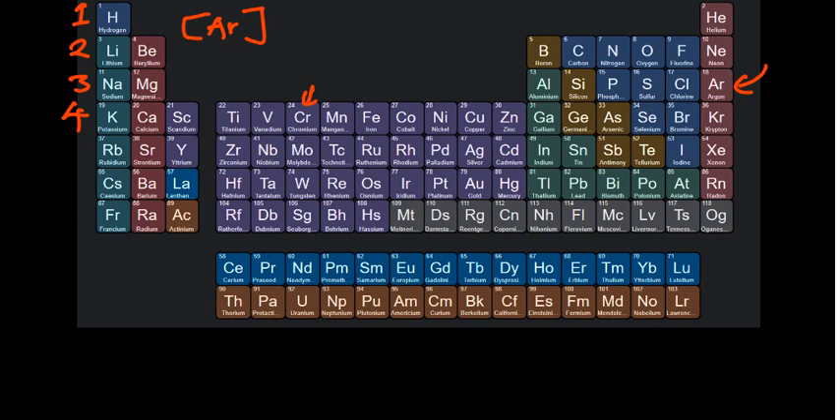Before we get to chromium, we know that the first group and the second group are the S block. The transition elements are in the D block, and then these are the P block. We understand all that from that video, if you've watched it, about the noble gas electron configuration. So before we get to the D block, we have to pass through the S block.